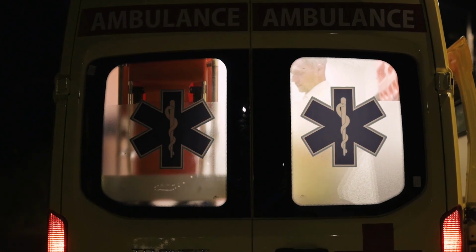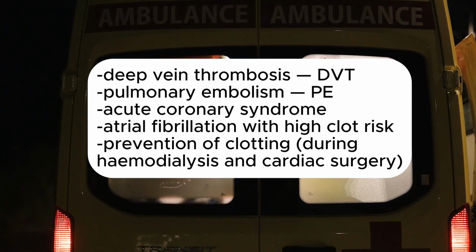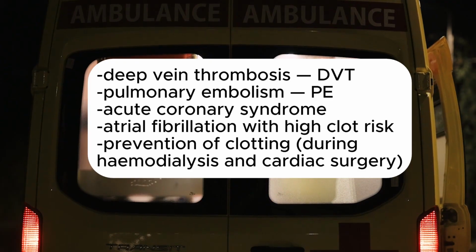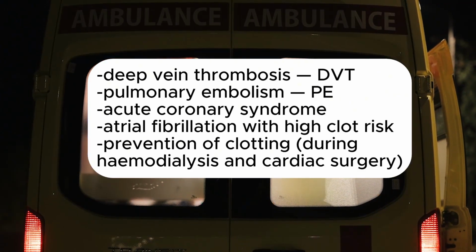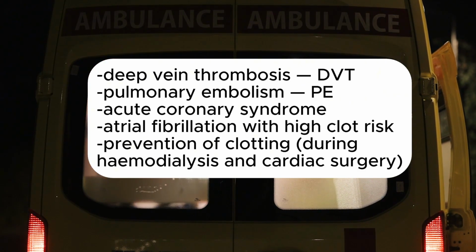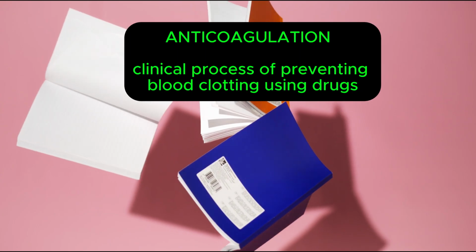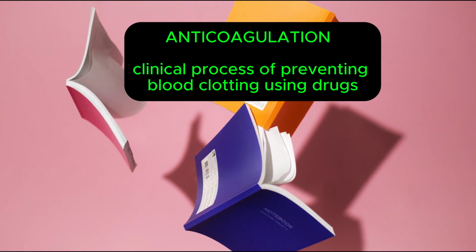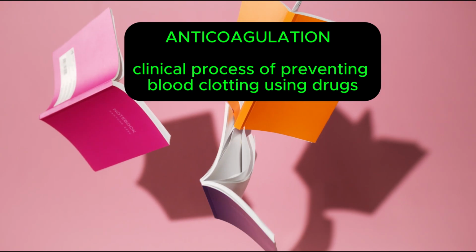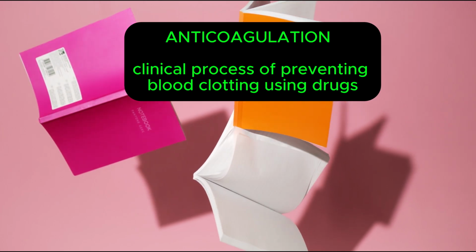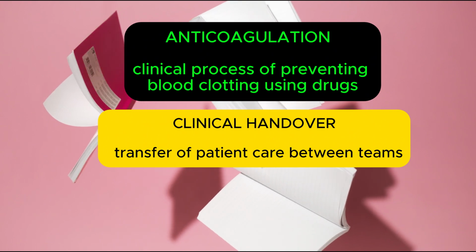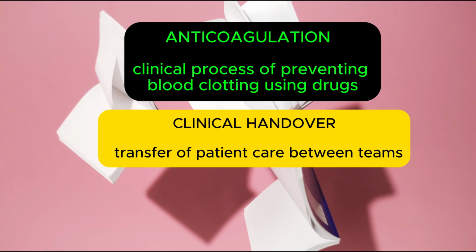Emergency indications include deep vein thrombosis, pulmonary embolism, acute coronary syndrome, atrial fibrillation with high clot risk, and prevention of clotting during hemodialysis and cardiac surgery. Key vocabulary: anticoagulation is the clinical process of preventing blood clotting using drugs. When a patient is anticoagulated, they are at increased risk of bleeding. This must always be communicated clearly during clinical handover, the transfer of patient care between teams.